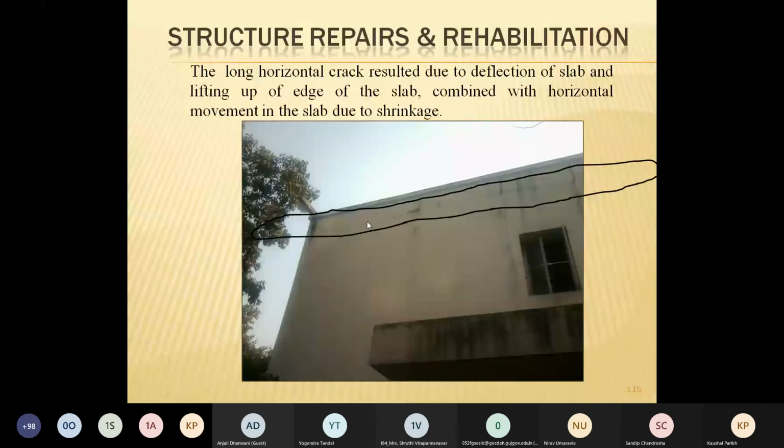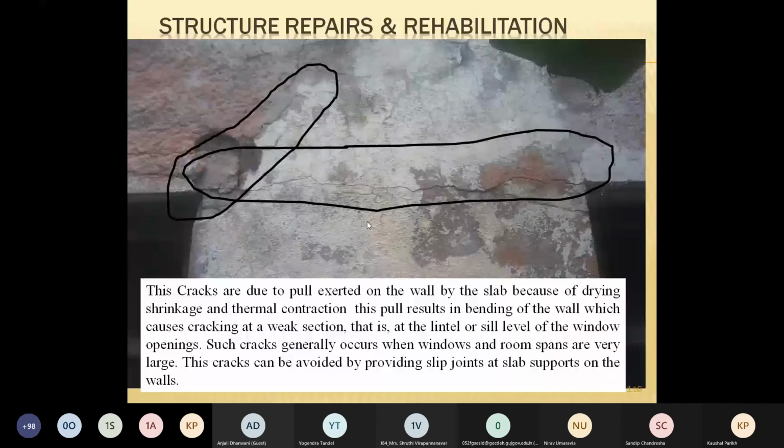This is at the opening of doors or windows, where a crack can be visualized. These cracks are due to the pull exerted on the wall by the slab because of drying shrinkage and thermal contraction. This pull results in bending of the wall, which causes cracking at a weaker section, that is at the lintel or sill level of the window opening. Such cracks generally occur when the windows and room spans are very large. These cracks can be avoided by providing slip joints at the slab supports on the wall.